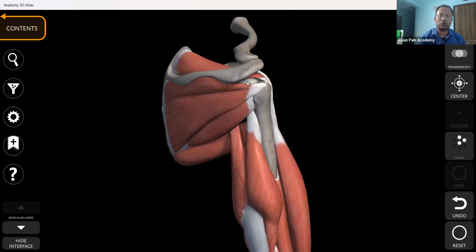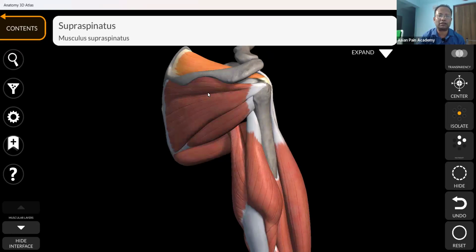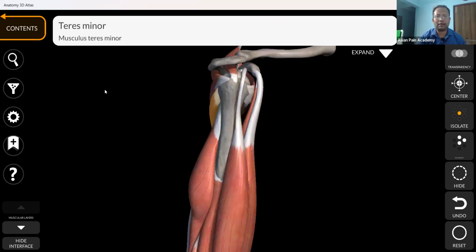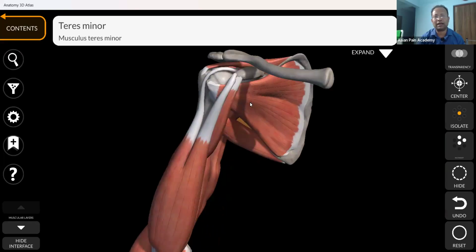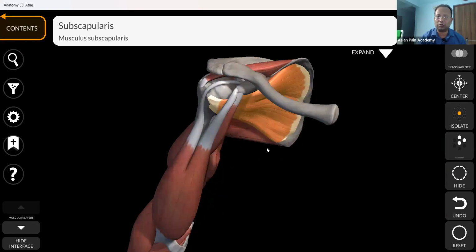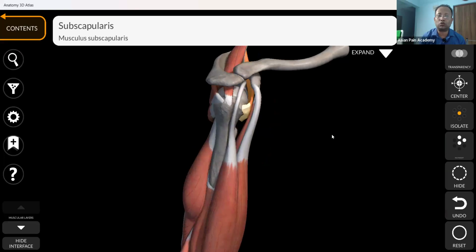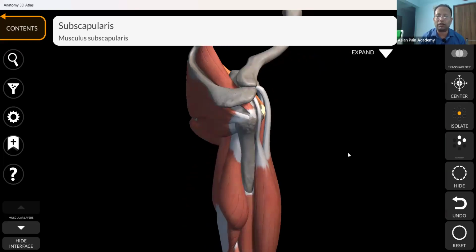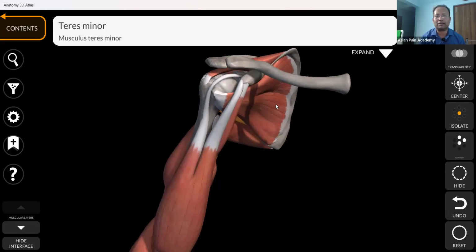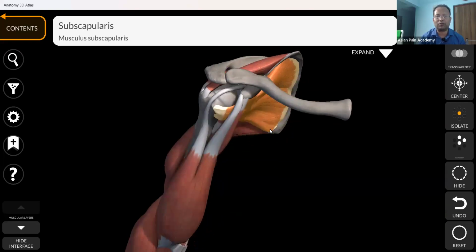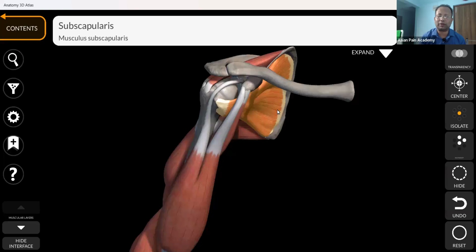Okay, so what are those muscles? This is supraspinatus, this is infraspinatus, and this is teres minor. And from the front side, this is subscapularis. So remember, these four muscles together are called the rotator cuff. Okay, supraspinatus, infraspinatus, teres minor, and subscapularis. These four muscles together are called the rotator cuff.